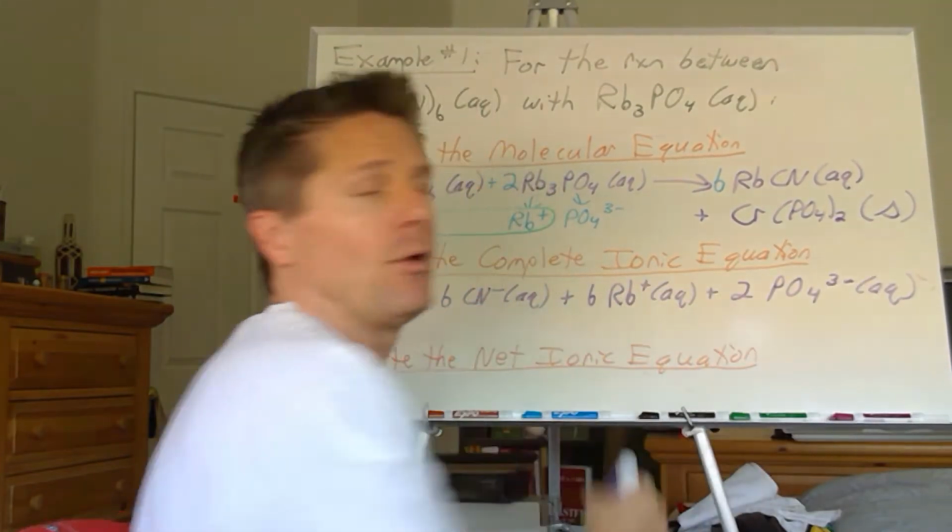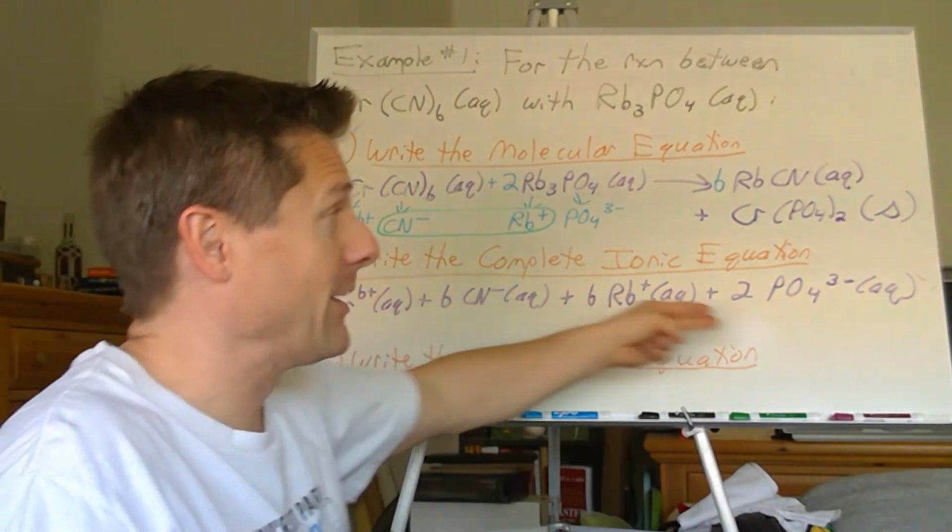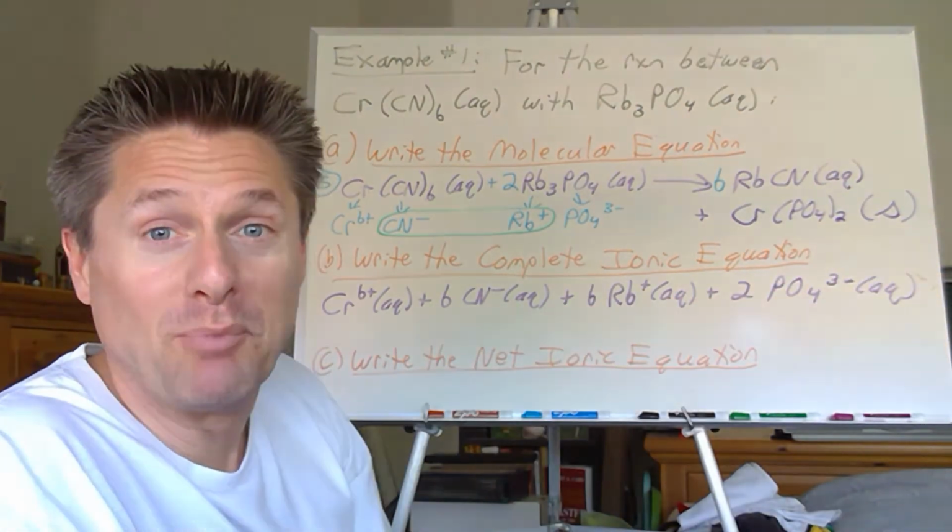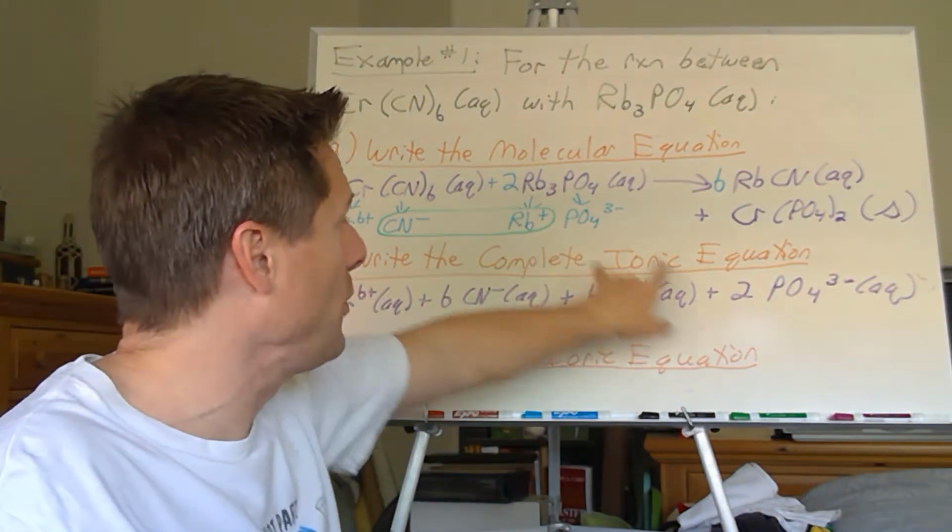Do you see how people don't like the complete ionic equation? I only did the reactants and I'm already across my whole board. But that's how 2 moles of rubidium phosphate exist.